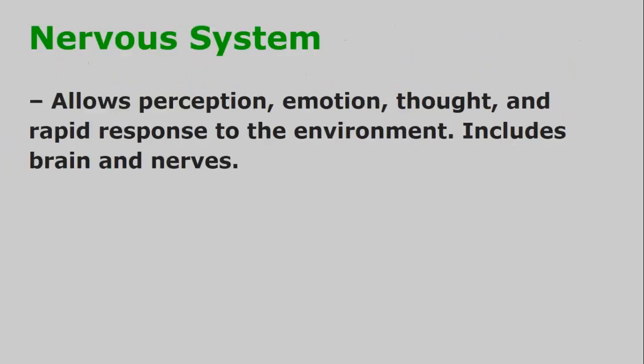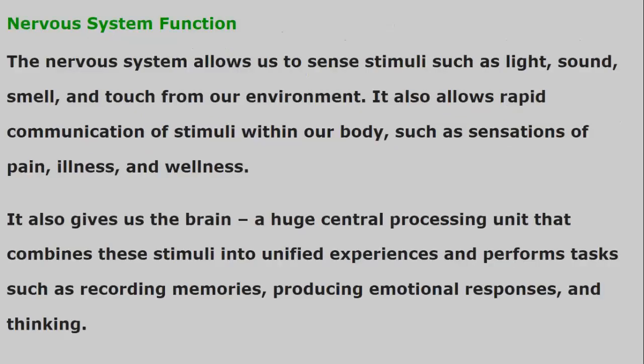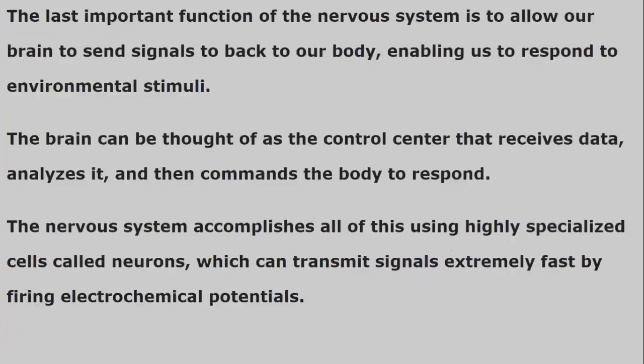The nervous system allows perception, emotion, thought, and rapid response to the environment. It includes the brain and nerves. The nervous system allows us to sense stimuli such as light, sound, smell, and touch from our environment. It also allows rapid communication of stimuli within our body, such as sensations of pain, illness, and wellness. It also gives us the brain, a huge central processing unit that combines these stimuli into unified experiences and performs tasks such as recording memories, producing emotional responses, and thinking.